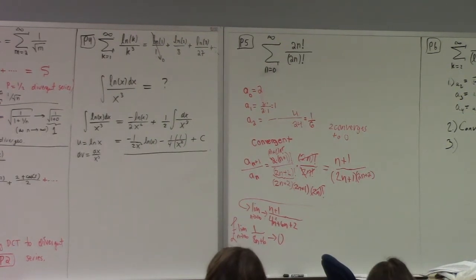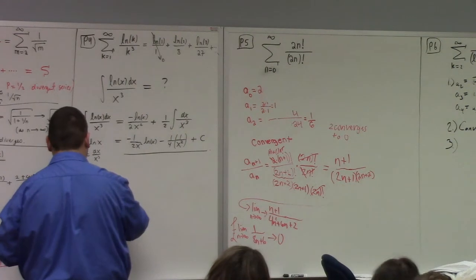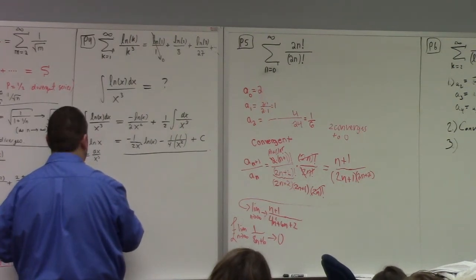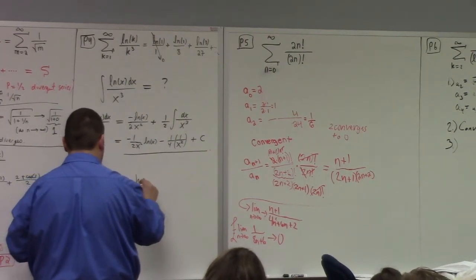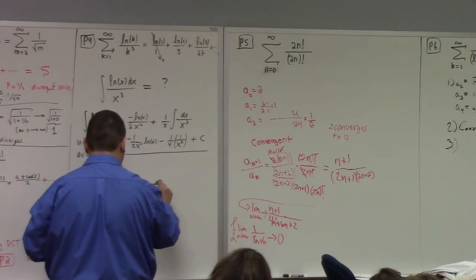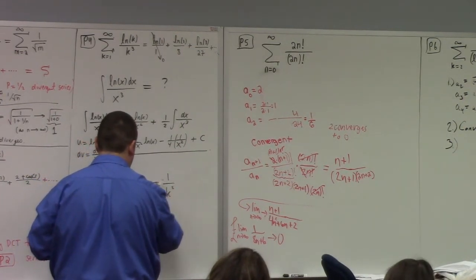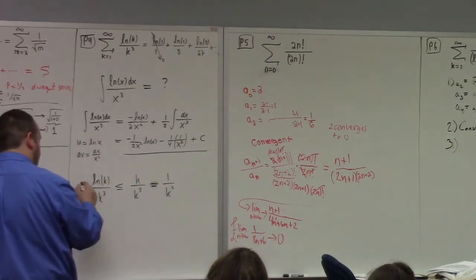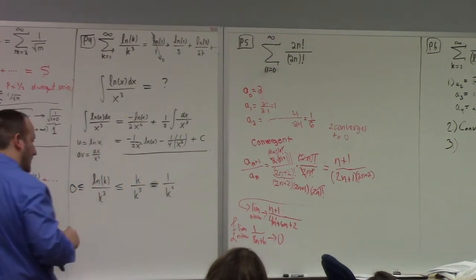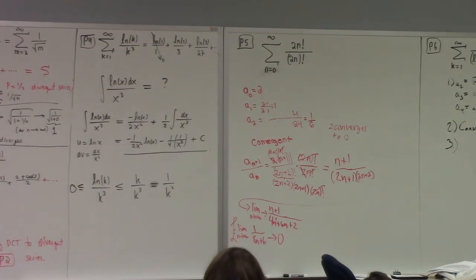By the way, my intuition here is that log grows slower than k, right? So because log grows slower than k, maybe there's a direct comparison that could be done here. You probably could argue this, guys. I bet we could do direct comparison to the p equals 2 series to get convergence, because it's smaller than the p equals 2 series.